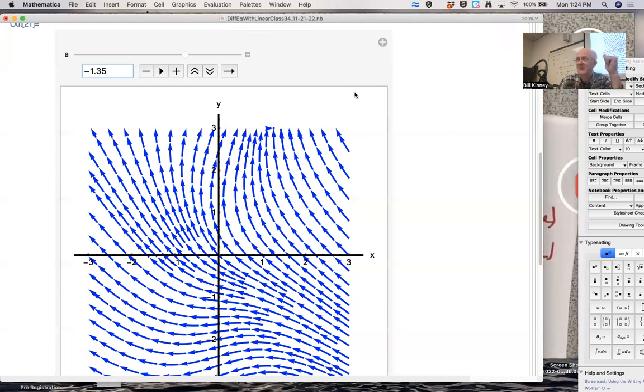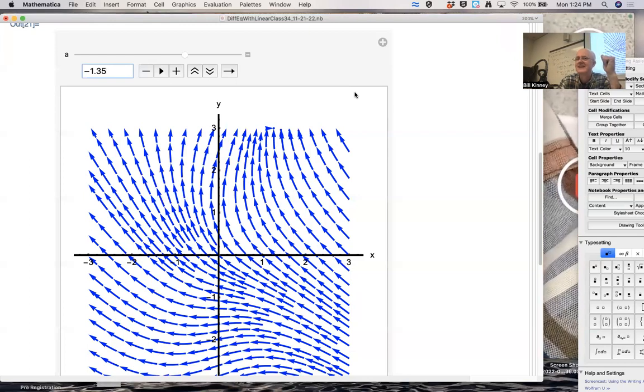Is that really an application? No, it's just for fun. Okay. It's just pretend.